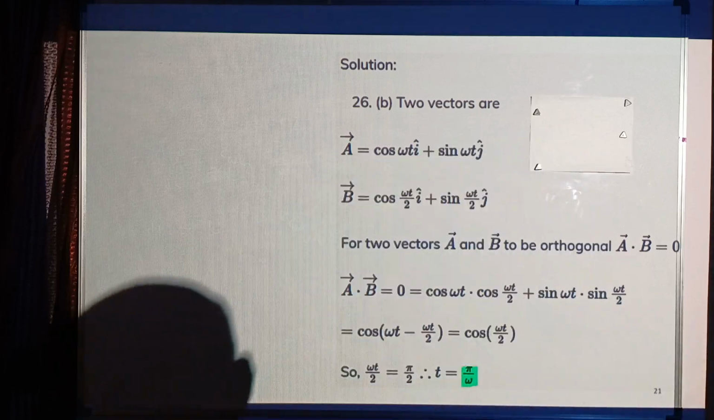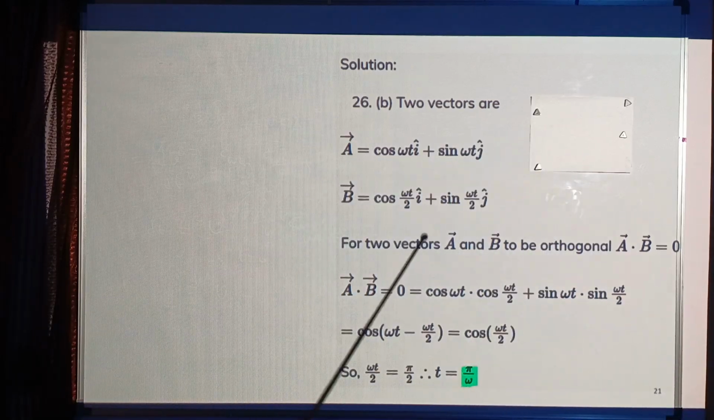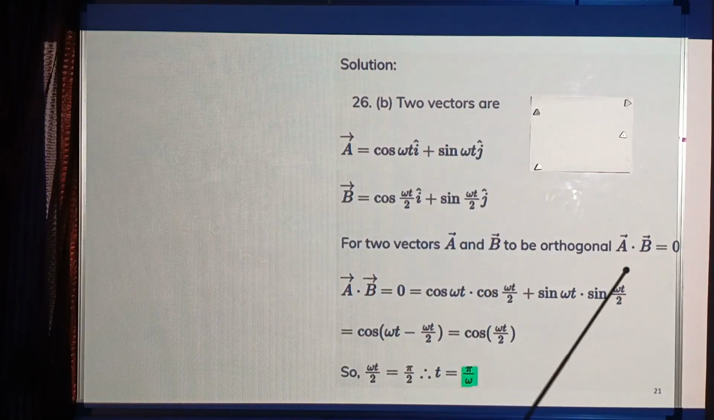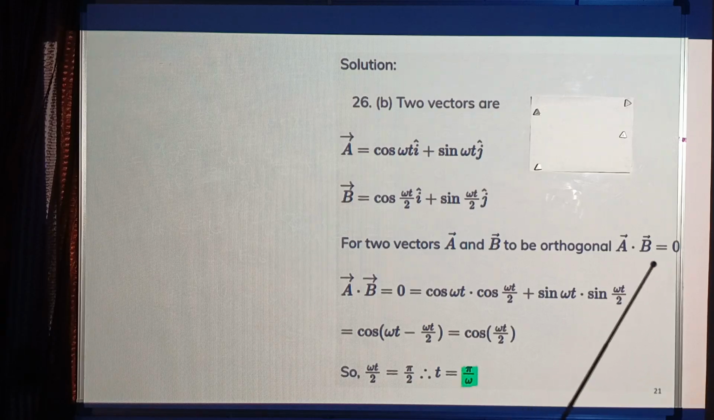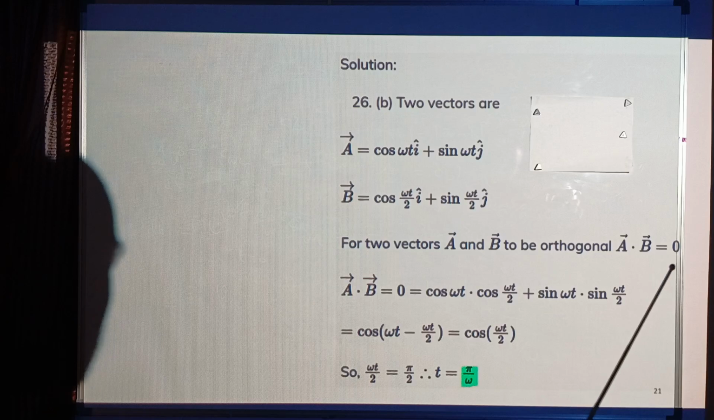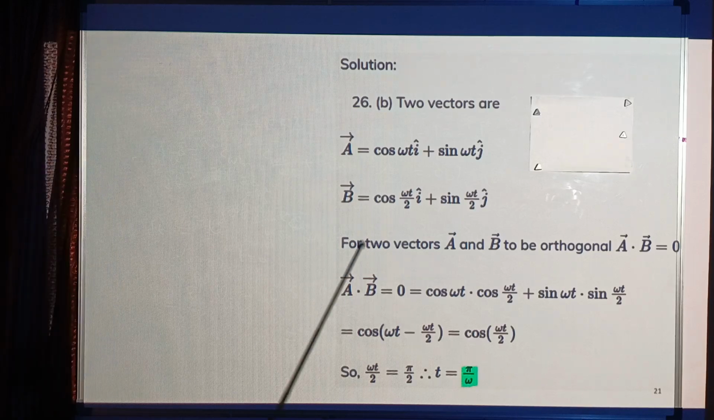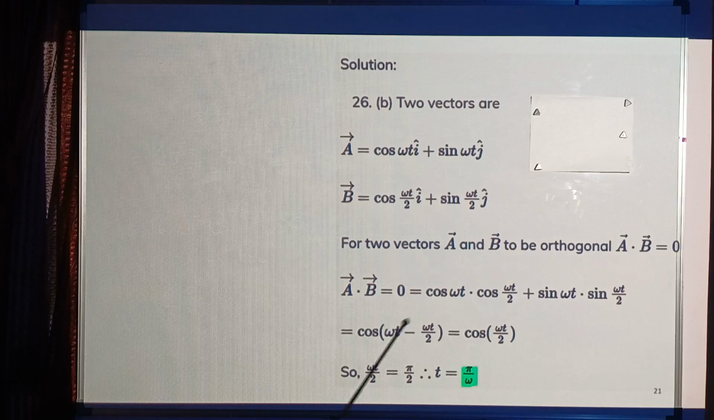That's what's being done here. Two vectors A and B are given. For the two vectors to be orthogonal, the dot product is 0, because A dot B is A and B into cos of the angle between them. So cos 90 degrees is 0, so A dot B will be 0. If you do A dot B, you'll get the i component and then the j component. So this is the cos A minus B formula. And for this to be 0, cos 90 is 0, or cos pi by 2 radians is 0. So it should be pi by 2. That means time is pi by omega.